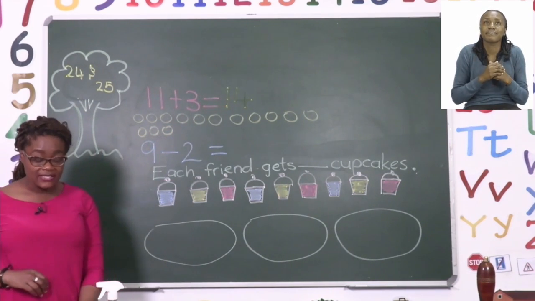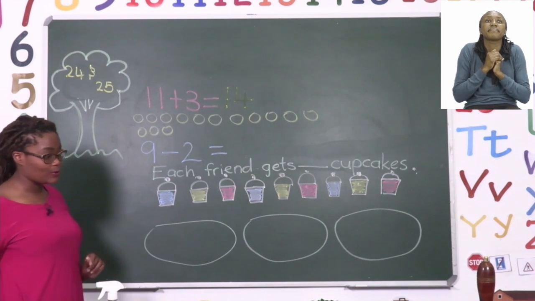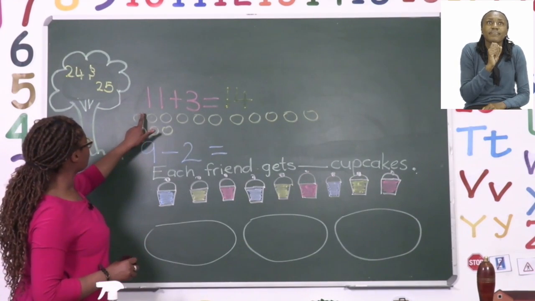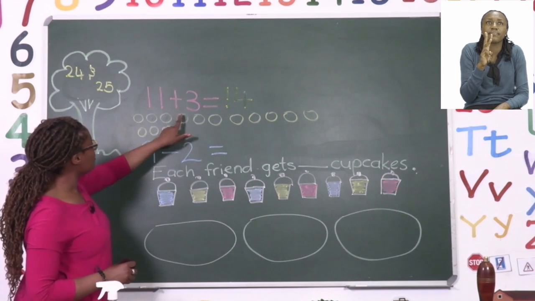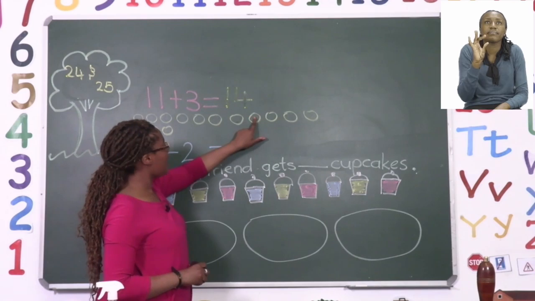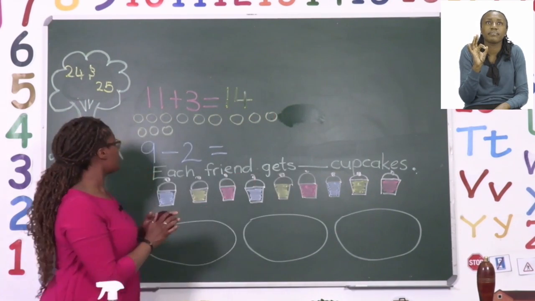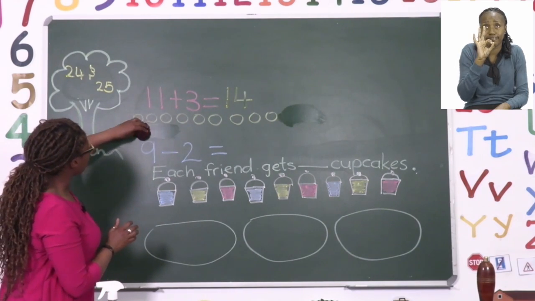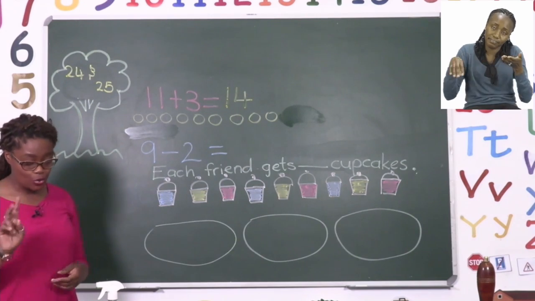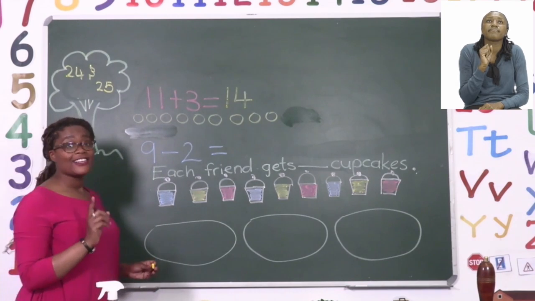Let's now do one where we are taking away. So we need 9 balls. Let's count and see if we can get 9 balls. 1, 2, 3, 4, 5, 6, 7, 8, 9. There we go. We have 9 balls, so we don't need the rest of the balls. And then we are going to take away 2 of those balls. So let's take them away by coloring in.